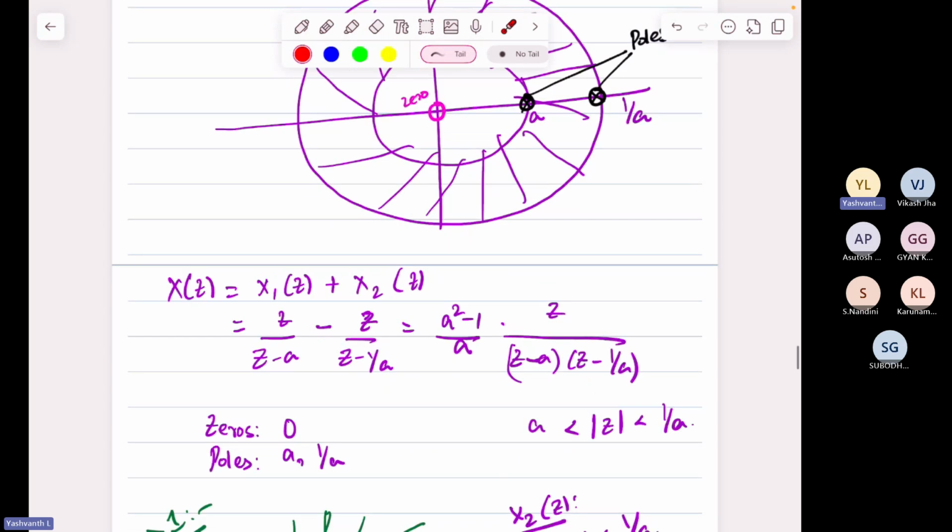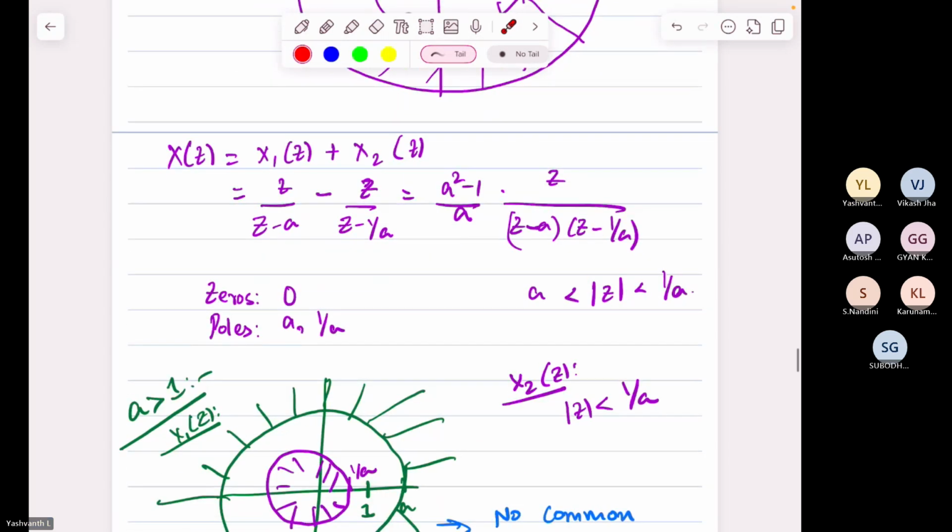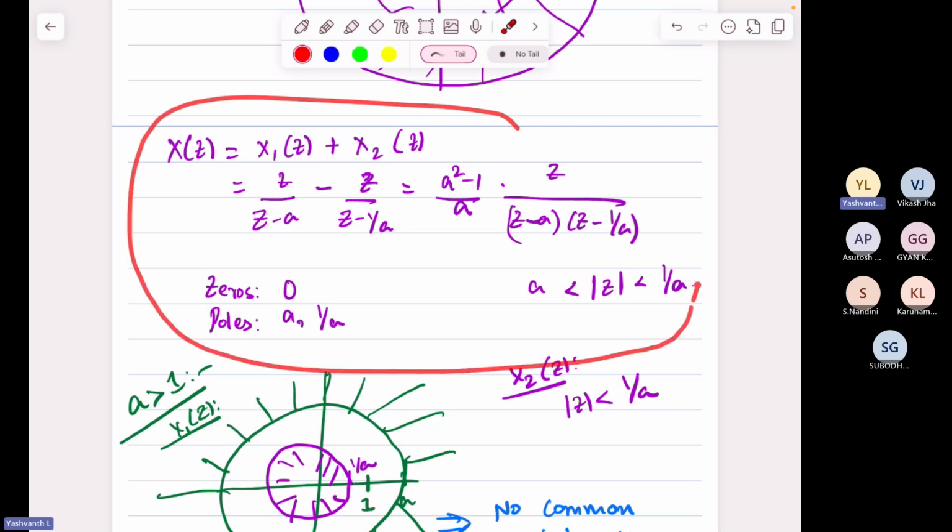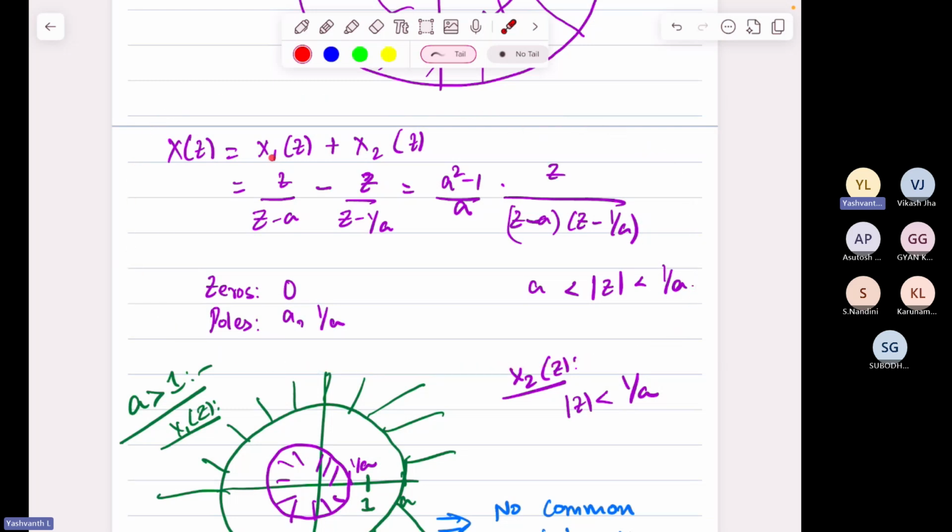Now what about a greater than 1? For a less than 1, if you add both of them, you will get only one z polynomial in the numerator, of course scaled by some constant, but that is independent of z. So if you equate the numerator to 0, only z equal to 0 is a zero. And poles occur at a and 1 by a, and the ROC is mod z between a and 1 by a.